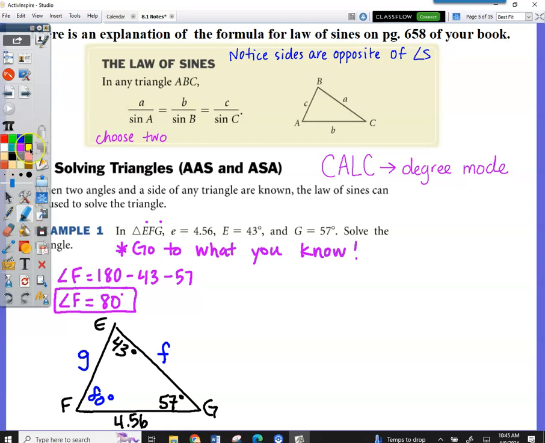So I like to get a highlighter, and I like to highlight the angle and the side that I know. They have to correspond, by the way. That's why I didn't highlight 57. I need angle E, side E. And then now I make up my mind which one to solve for first, G or F. Doesn't matter, which one? G. Okay, so focus your attention on G.